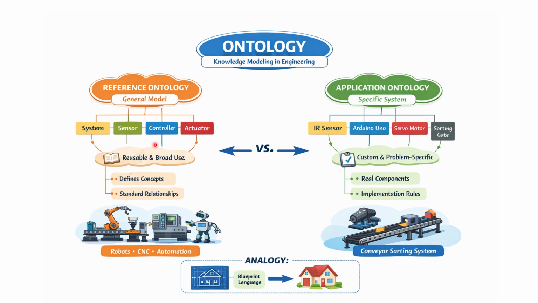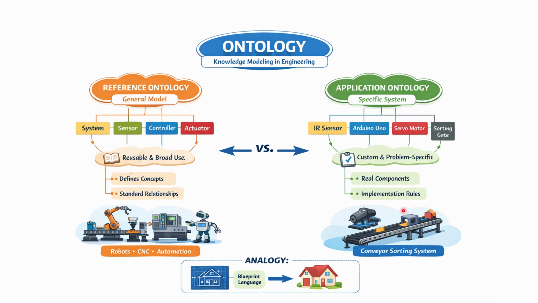So if you look at the reference ontology, it mainly focuses on defining concepts, establishing standard relationships, and creating reusable knowledge. It is widely used in various applications like robotics, CNC machining, industrial automation, and smart manufacturing systems. So this makes it much easier for different systems to communicate using a common engineering language.